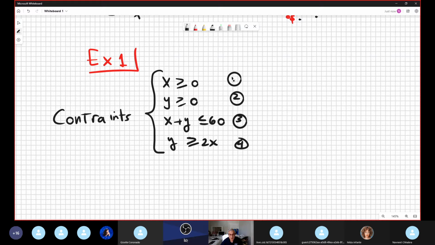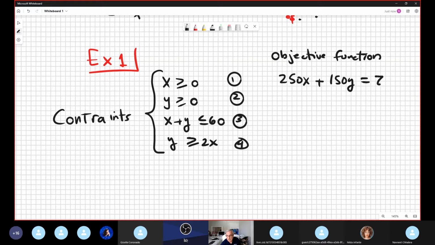Okay, cool. And what is the objective function I need to evaluate? Well, the objective function is linear, always in linear programming, of course. It's 250x plus 150y equals z, where z is the quantity. Okay, I want to maximize. I want to find the maximum value of z subject to the constraints.